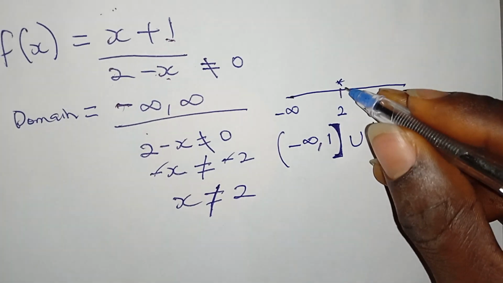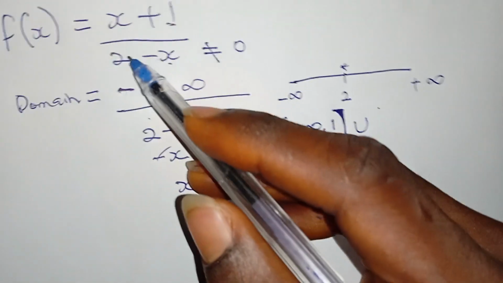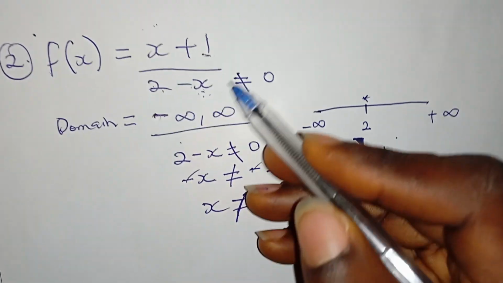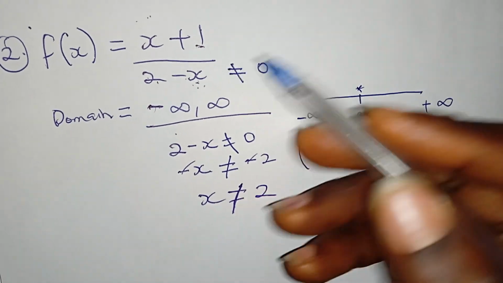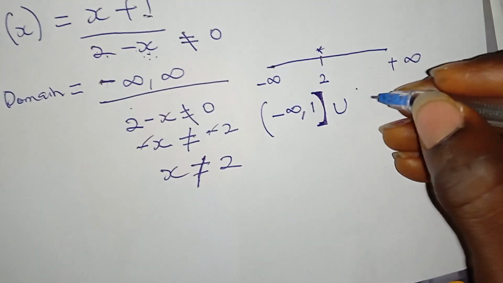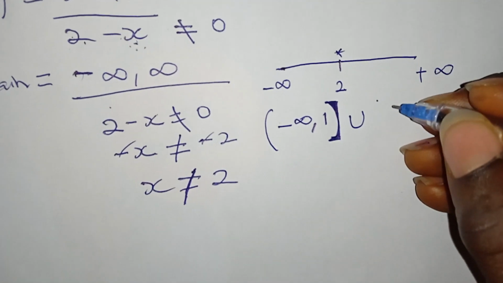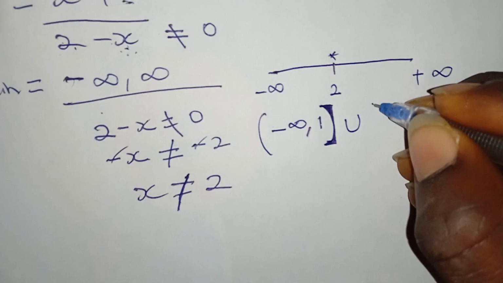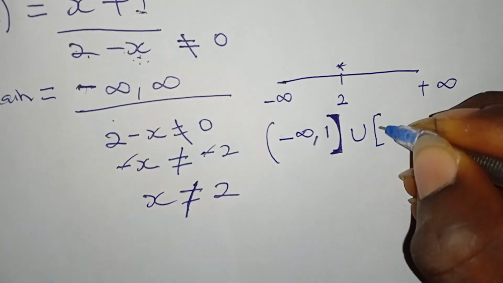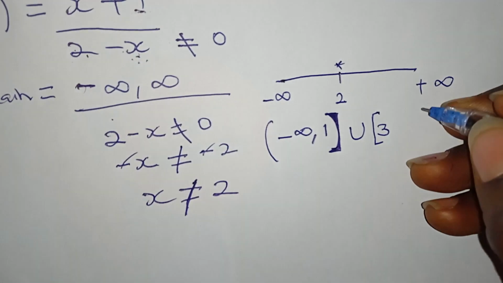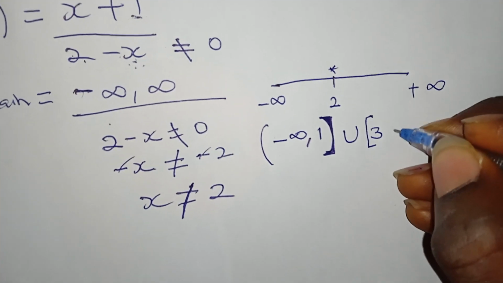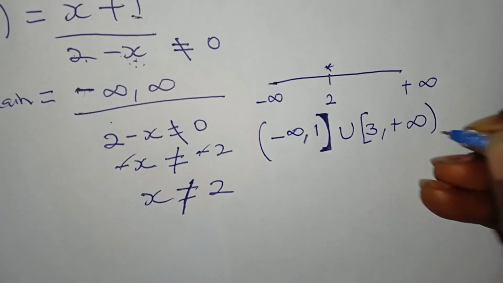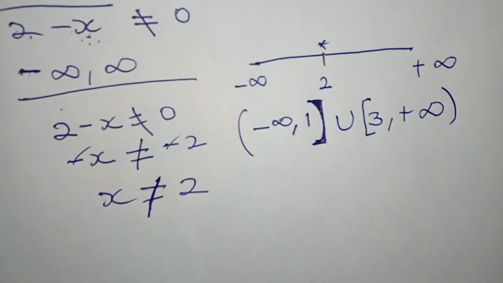Even anything above these two can still work, because if I put 3 here, 2 minus 3 is minus 1, and it can work, it is defined. So it is okay for a negative number to be at the denominator. So I have 3, can have 2.5, is still okay, but let's just use 3 comma positive infinity. So this is the interval notation.